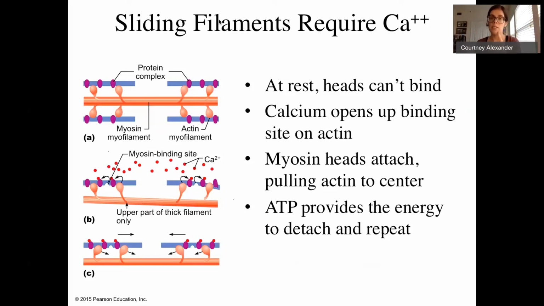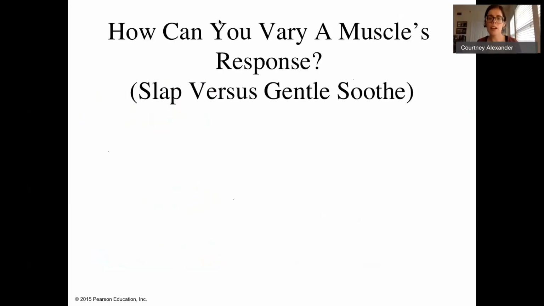Pause the video. See if you can explain those steps. See if you can draw those steps. See if you can write those steps. Then come back. Let's talk about varying a muscle's response.